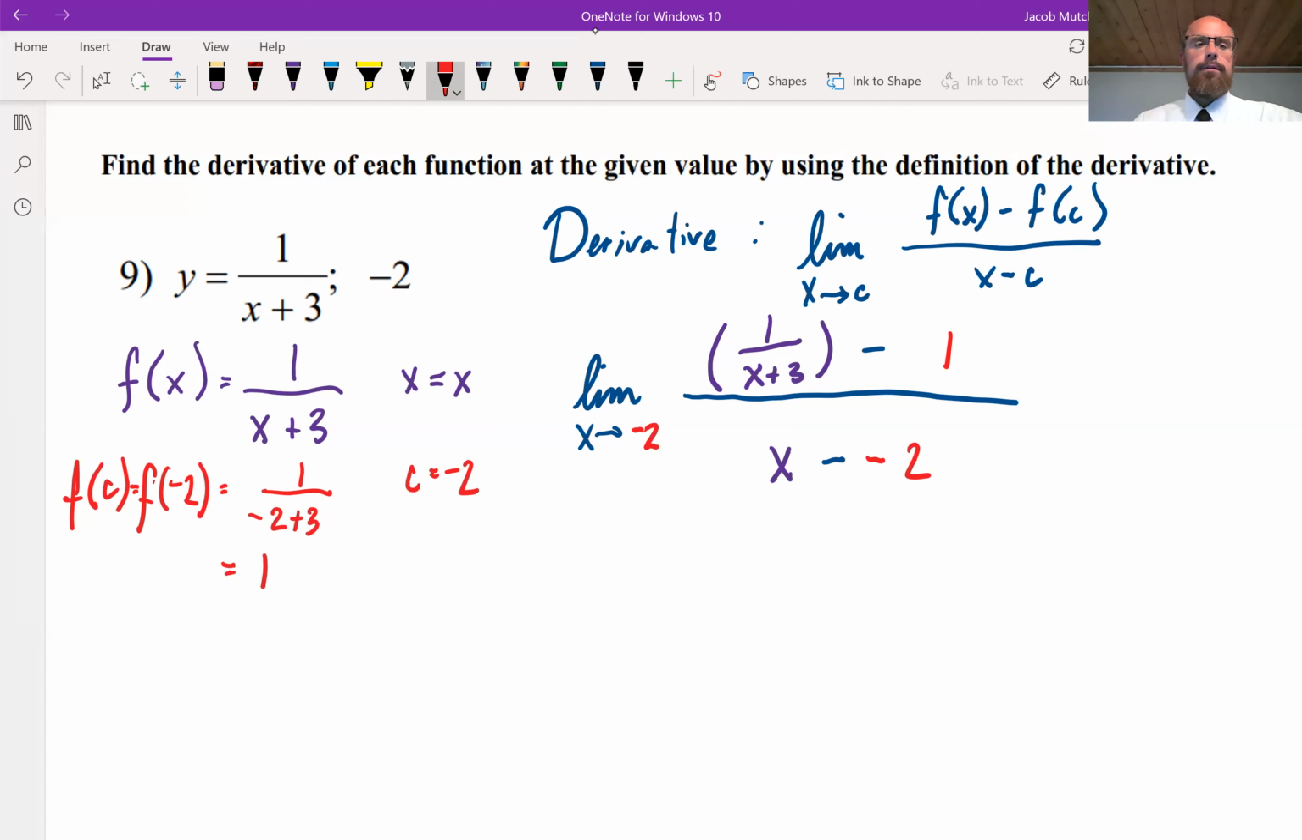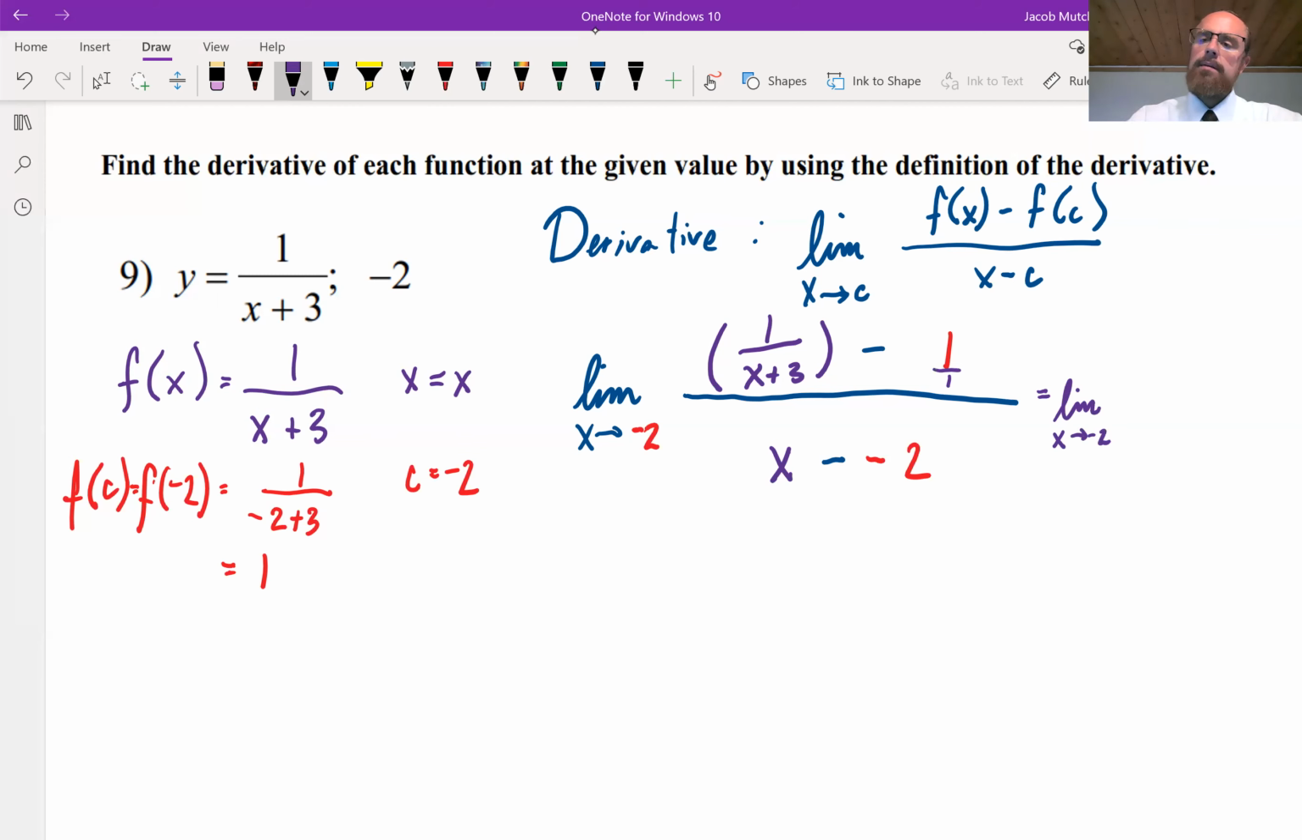Again, what we've done is we've defined our f at x, our f at c, and our c, and then we've substituted those values into the derivative definition. Now we're ready to simplify. And really what we want to do at this time is combine the fractions in my numerator. So I'm going to consider that this is 1 over 1. So I want to make those two fractions one fraction. So just taking a look, I see that my common denominator is going to be simply x plus 3.